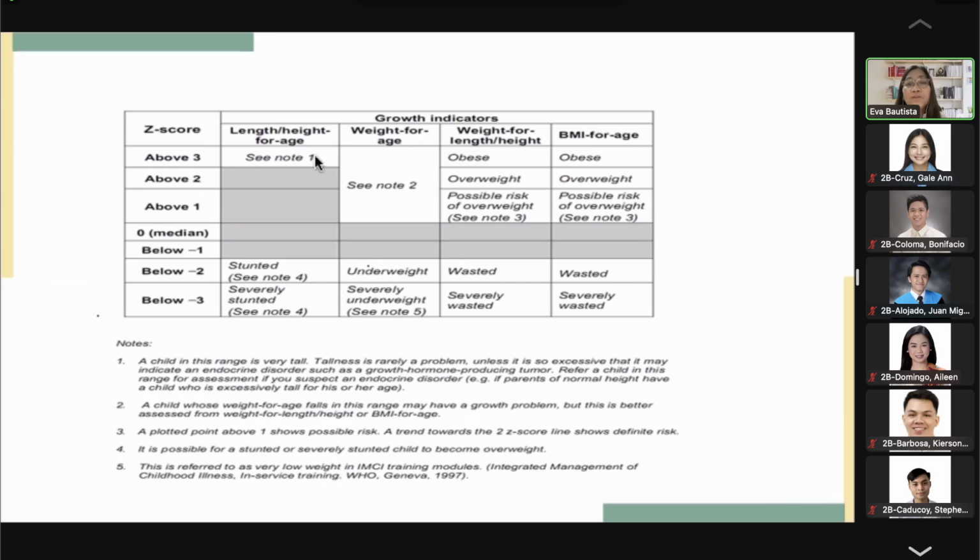Okay, so pag +2, weight for length, +2, ano siya? Weight for length, Z-score of +2. How do you interpret it? Possible risk of overweight. Very good. Yes, +2. Possible risk. Kasi ang overweight is above +2. Okay? So I hope I made myself clear there in the interpretation.